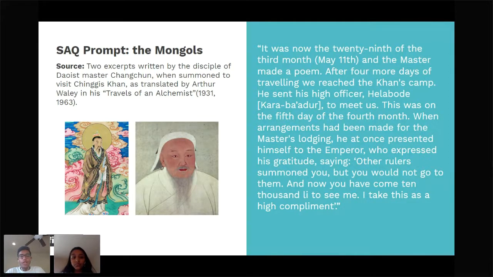It was now the 29th of the 3rd month, May 11th, and the master made a poem. After 4 more days of traveling, we reached the Khan's camp. He sent his high officer Halimode Karabadur to meet us. This was on the 5th day of the 4th month. When arrangements had been made for the master's lodging, he at once presented himself to the emperor, who expressed his gratitude, saying, "Other rulers summoned you, but you would not go to them. And now you have come 10,000 li to see me. I take this as a high compliment."